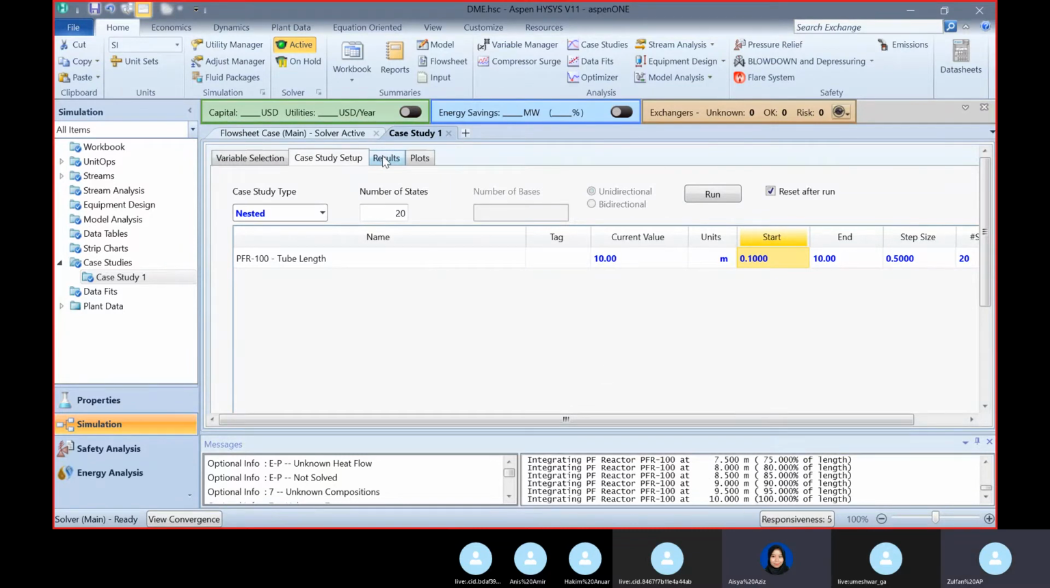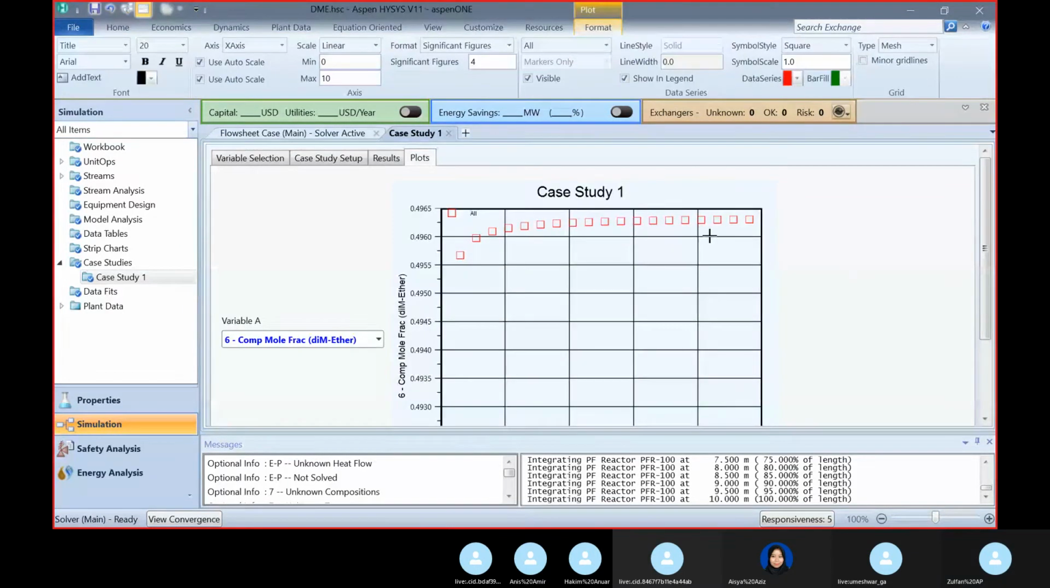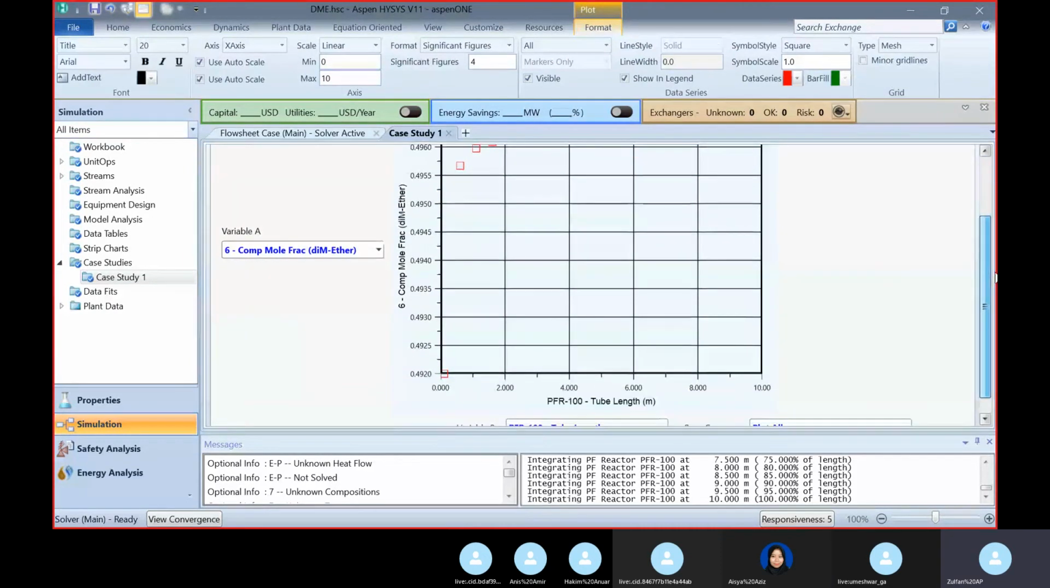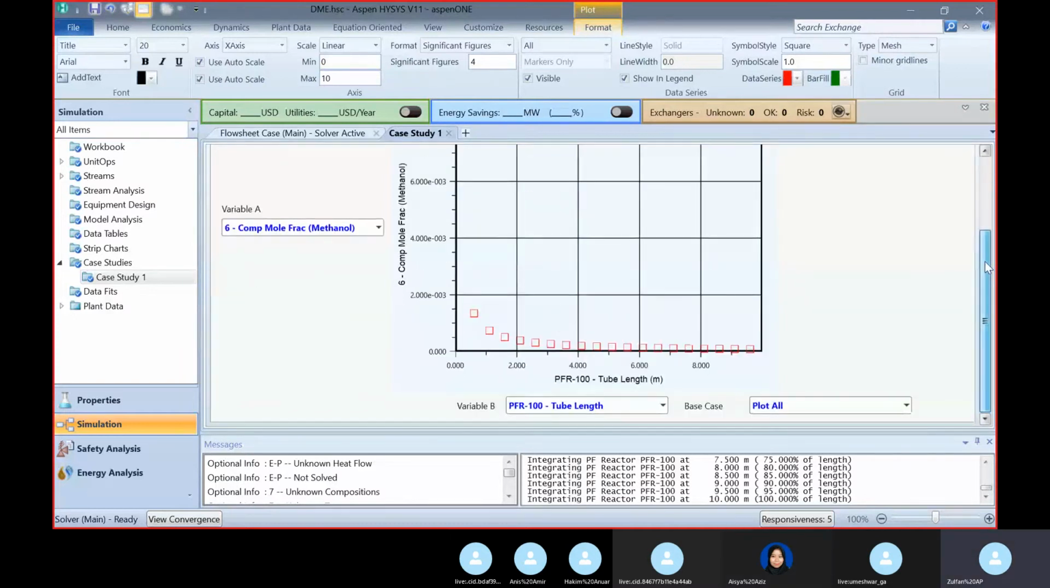100%. Okay. Results. And then you can see, maybe you can get the plot. Yeah. See plots. And then change that variable to methanol, for example. Methanol. Yeah. See, you can see if we shorten the reactor, the unreacted methanol increases, which makes sense, right?